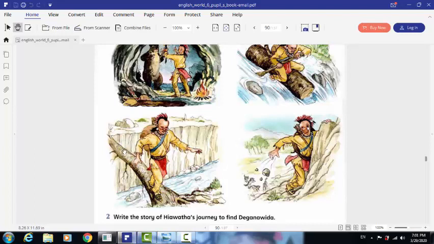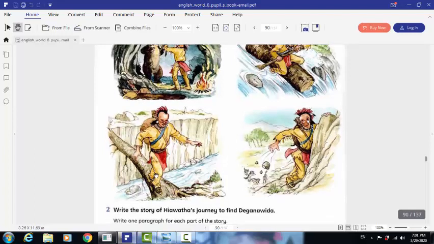As you see here, there was a tree. Where was the tree? The tree was lying across a ravine. Ravine means valley, wadi. How did he step? As we see here in this picture, Hiawatha stepped carefully onto the tree and walked slowly across. He didn't slip and fall. Do you think that he reached the other side safely? Yes, he reached the other side safely.